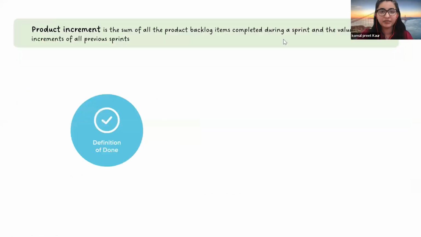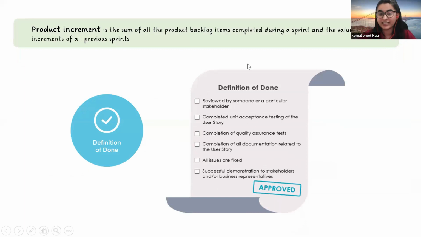The product increment is basically the set of all items that we have completed in the sprint, which were already in the product backlog, along with those left over from the previous sprint. We can cover those in this product increment part. And in this, we also have the definition of done. In the previous slides, I mentioned a few checks, right? These checks should be reviewed by someone or a particular stakeholder, with unit and acceptance testing completed. These are a set of tasks that need to be done. Only then can we say that a login feature is done and approved.